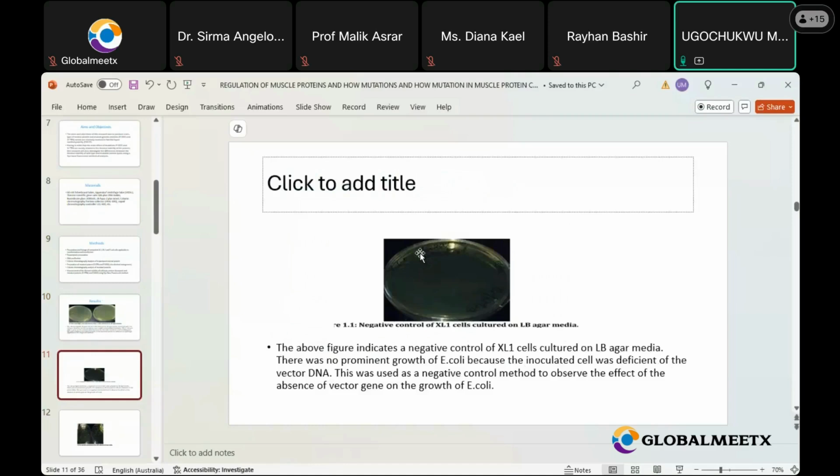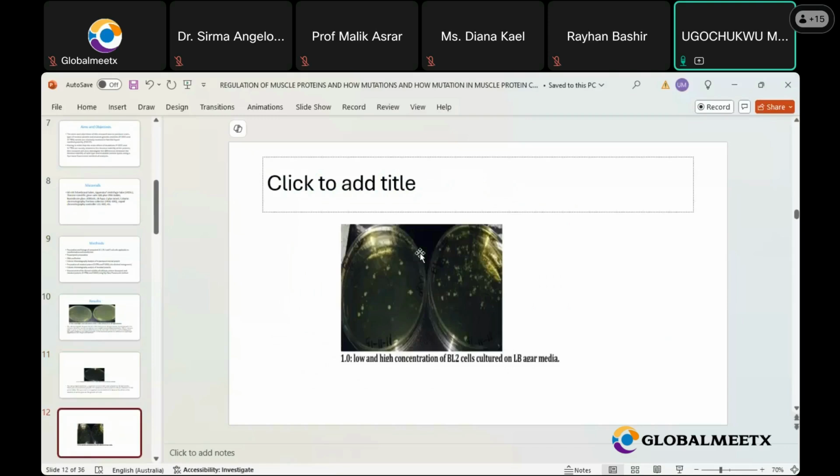The next slide is the negative control of the XL1 cells cultured on the same LB agar media. It indicates a negative control cell cultured on the media. There was no prominent growth of E. coli because the incubated cell was deficient of the vector DNA. This was used as a negative control to observe the effect of the absence of the vector gene on the growth of E. coli.